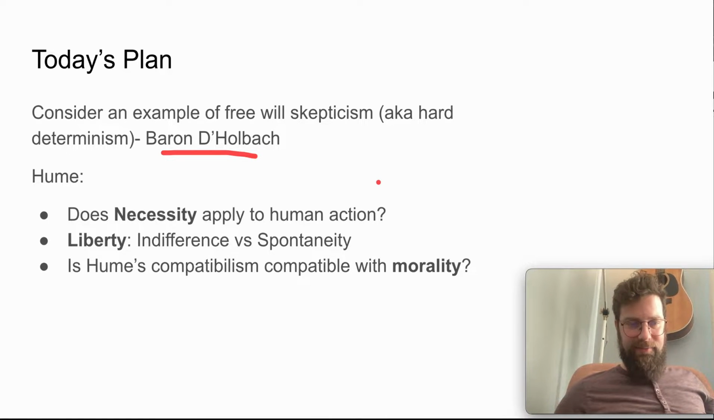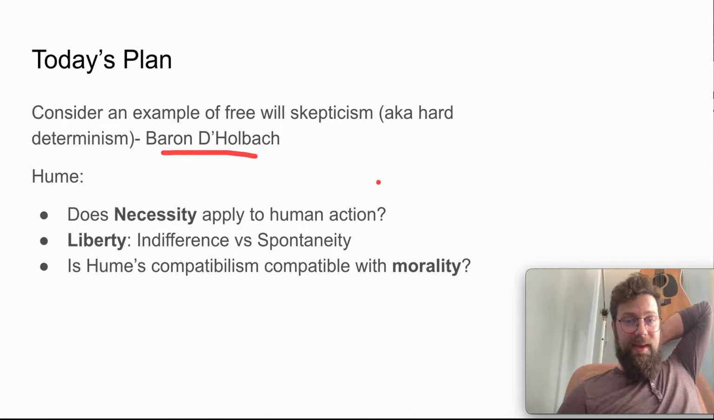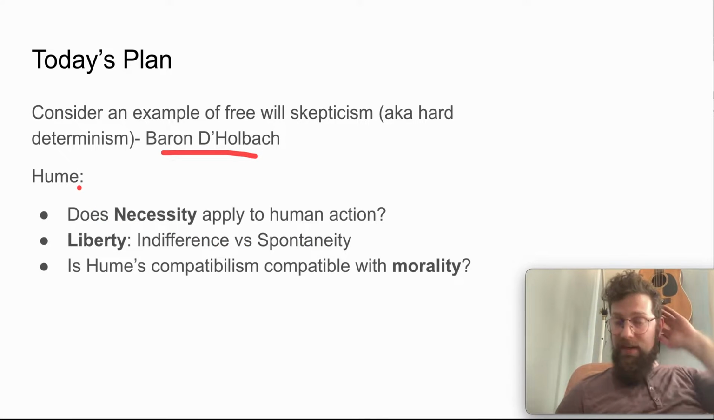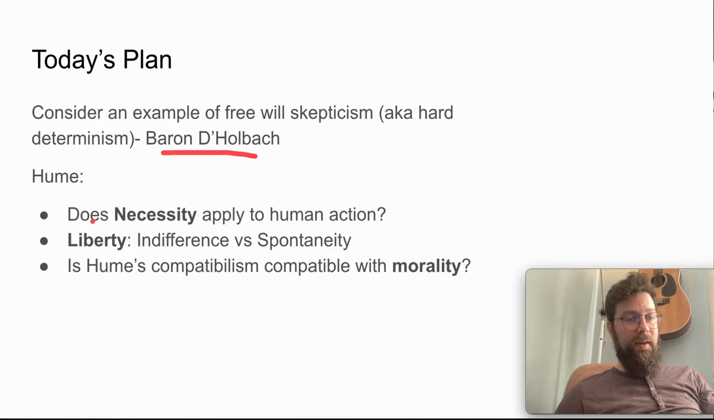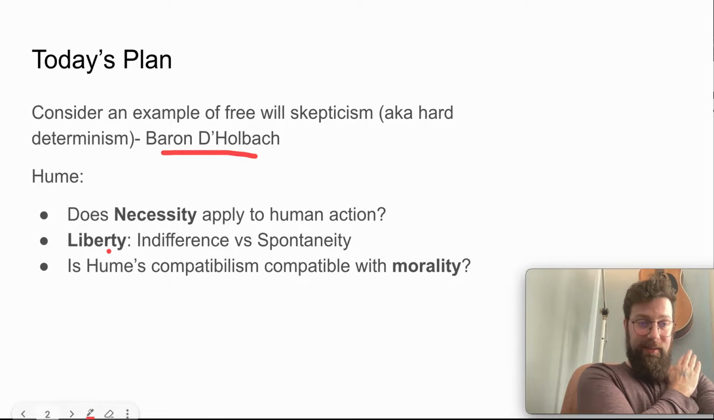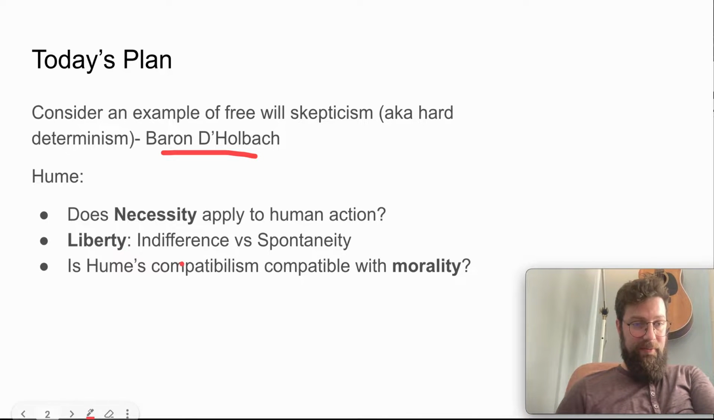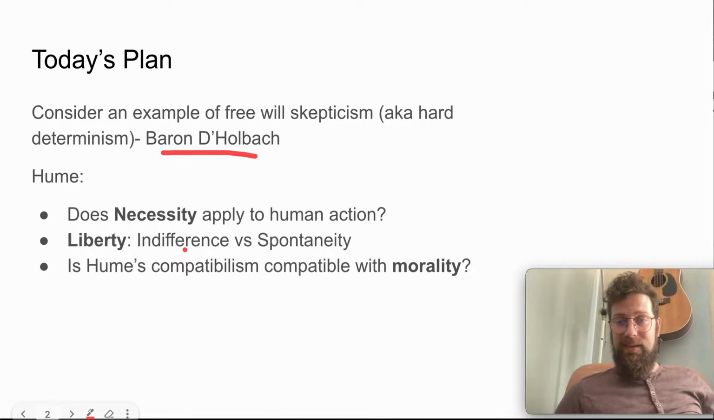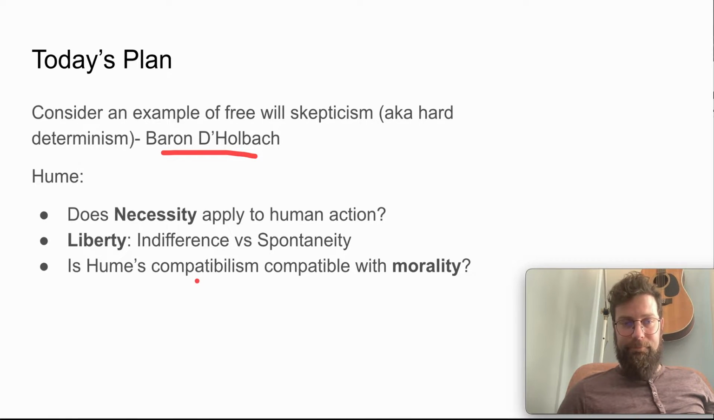After we look at Holbach's view, we're going to contrast Hume's view with it. And by the end of this discussion, you should have a grip on how to answer these questions in Hume's style: how does necessity apply to human action? In what sense do we say that human actions have liberty? And we give a contrast between indifference and spontaneity. And finally, we look at the question of whether Hume's compatibilist approach fits with morality.